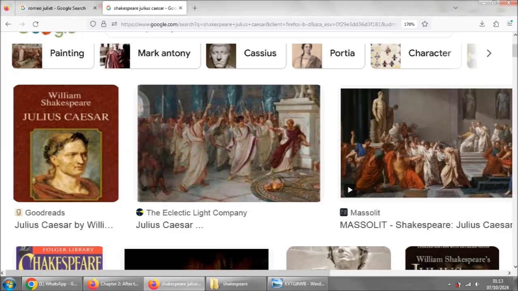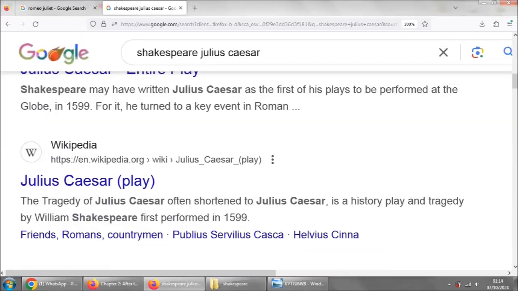So here we have Julius Caesar, the alleged play by William Shakespeare. They've made so many plays, films, etc., and they're saying it's a history play, a tragedy, and that this was real history. That's why he actually wrote these books and all these other history books. But let's examine a lot of these things.